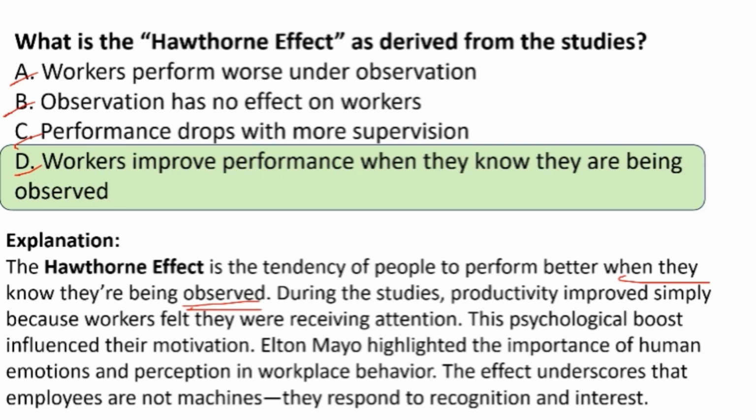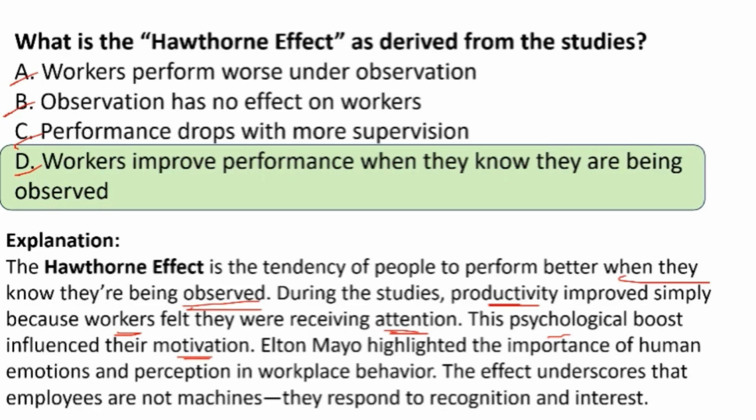Okay, the tendency of employees changes as HR is watching them, observing how they are working, and their performance will be better. Yeah, that is what the Hawthorne effect is saying. During the studies, productivity improved simply because workers felt they were receiving attention. Clear? This psychological boost influenced their motivation. Getting it? So this observation activity is motivating the employee to do good work, right?